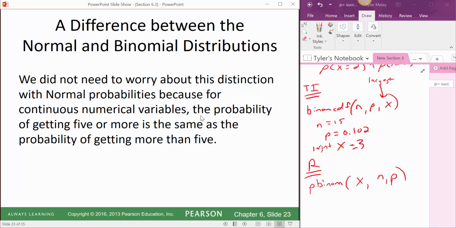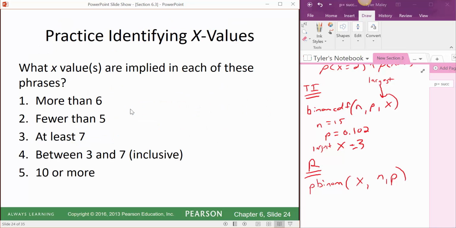So before, we didn't have to worry about this because the probability of getting 5 or more is the same as the probability of getting more than 5. That turns out to be the same. So with binomial distributions, we do need to worry about this language.